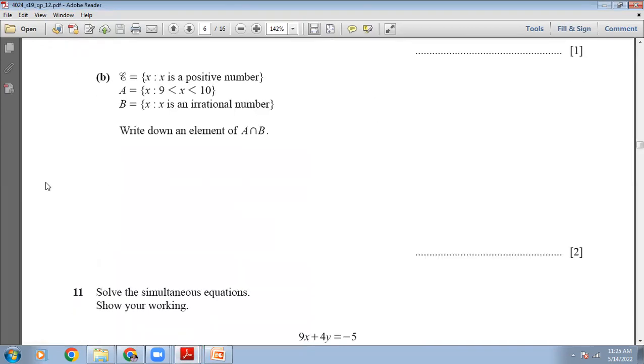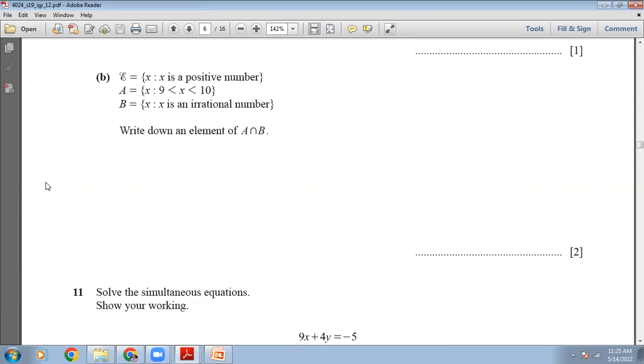He says the universal set is x such that x is a positive number. Then A is x such that x is greater than 9 and less than 10. And B is x such that x is an irrational number. Write down an element of A intersection B. We have to write a number which is common to both A and B. So we basically have to write an irrational number which is between 9 and 10.